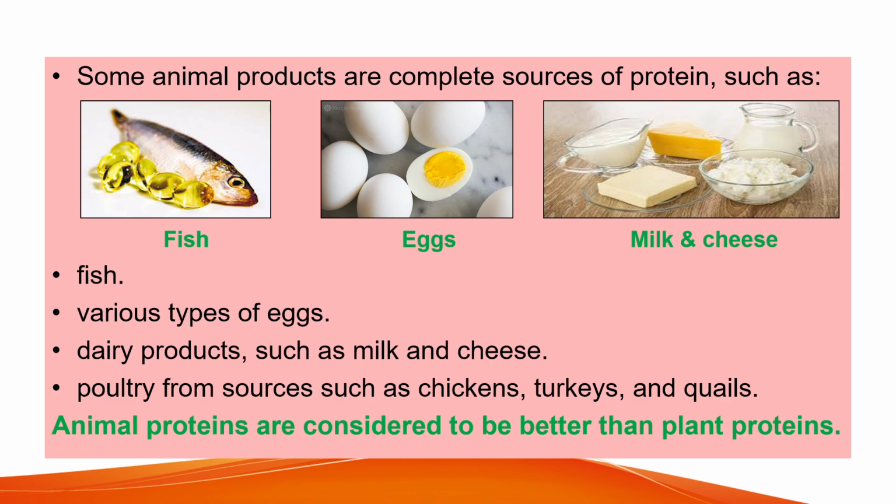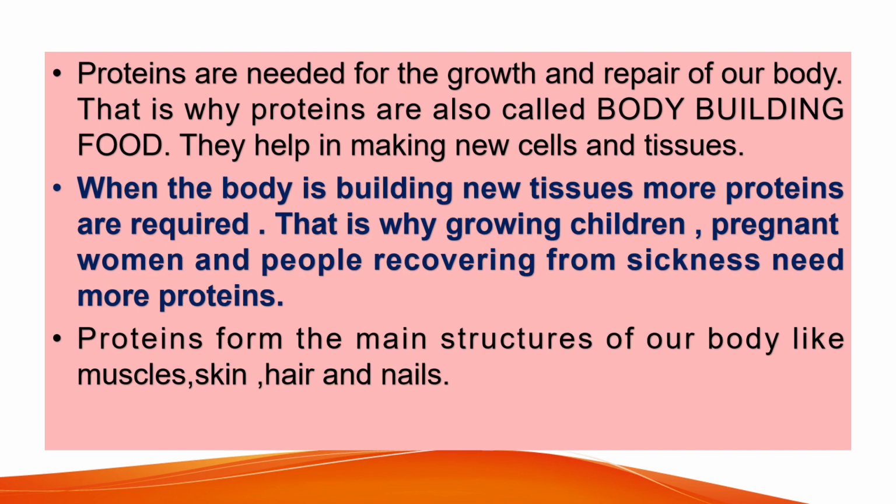And animal proteins are considered to be better than plant proteins because proteins are made of very small units which are called amino acids, and all these essential amino acids which are required by our body are present in animal proteins. Comparatively, plant proteins contain fewer of the amino acids which are required by our body. इसीलिए animal proteins को better माना जाता है plant proteins से.